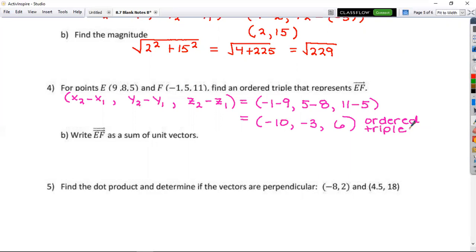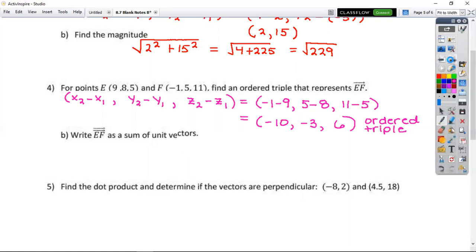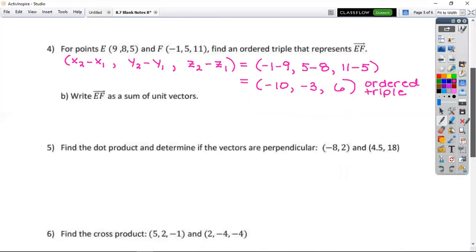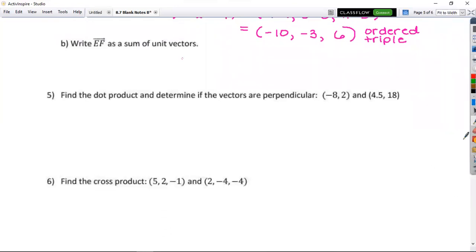So as the sum of unit vectors, what you're going to do instead is we're going to go -10i. That's better. So this is going to be -10i. And then minus the 3j. And then plus the 6k. You guys understand the difference with the notational aspect? Okay. Yep, just pay attention to things like that, please.